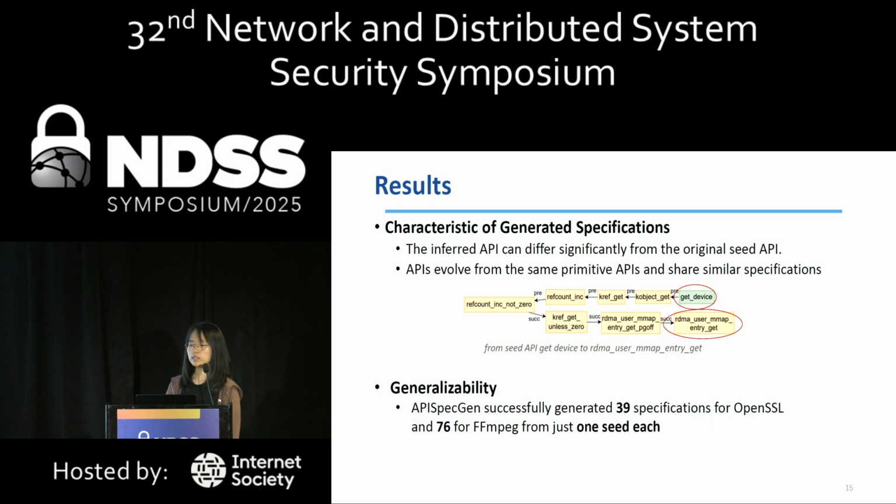From the results, we also find the inverse API can be very different from the CSC API, as shown here. And also, APISpec-Gen is effective across different projects, including OpenSSL and FFmpeg.